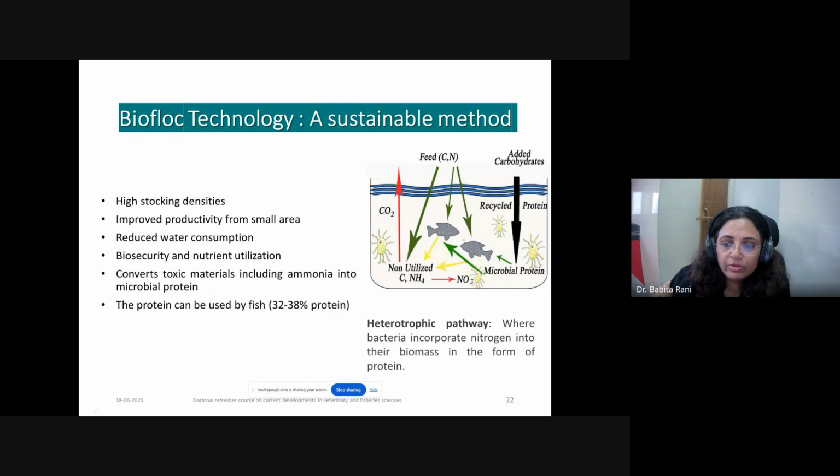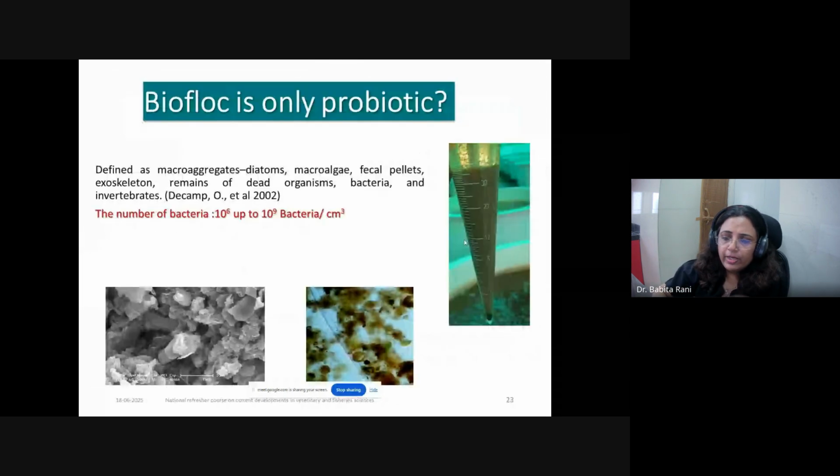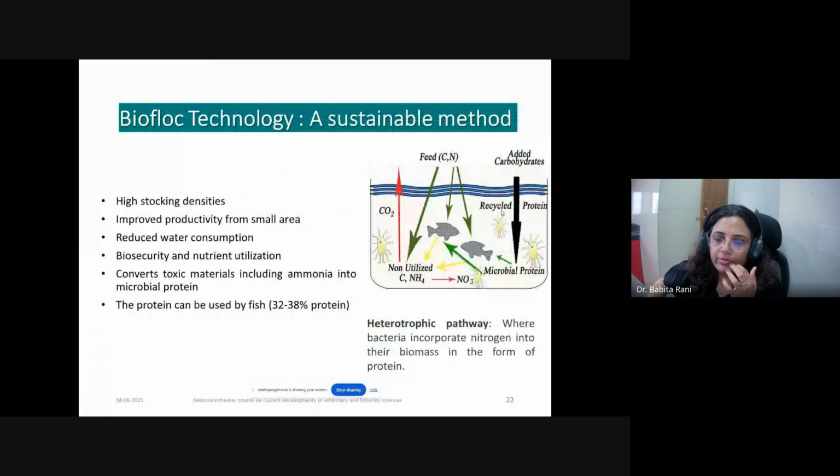So, reduction in feed cost, reduction in the protein percentage to be added to the feed, and reduction in space and water requirement. It also increases biosecurity because we are not changing any water. So it's mainly using the heterotrophic bacterial pathway. The bacterial culture is dominated by heterotrophic bacteria, not the autotrophs or chemotrophs.